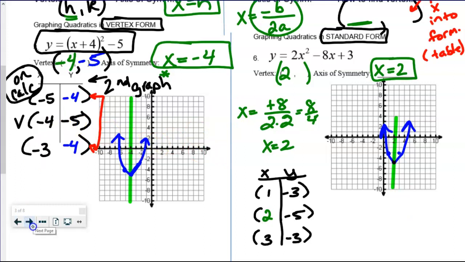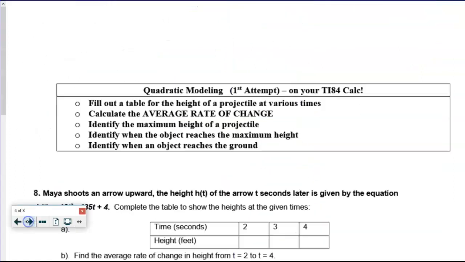Alright, so those two forms, that's what you're responsible for on your test. If for some reason you get in a jam and you're thinking, oh man, I can't remember the negative b over 2a formula, remember we're always looking for symmetry on our table. So you should be fine once you remember that rule.